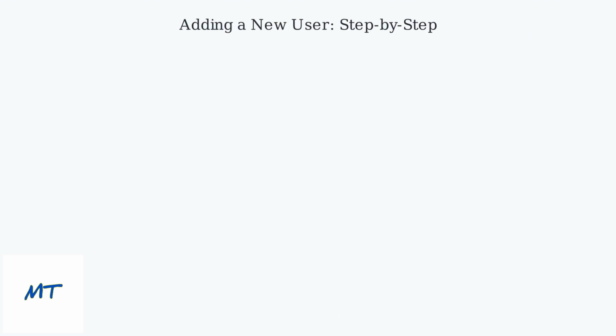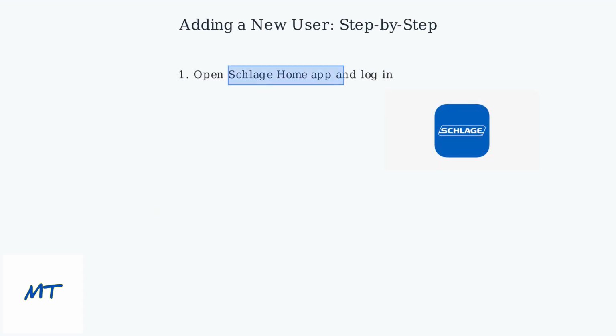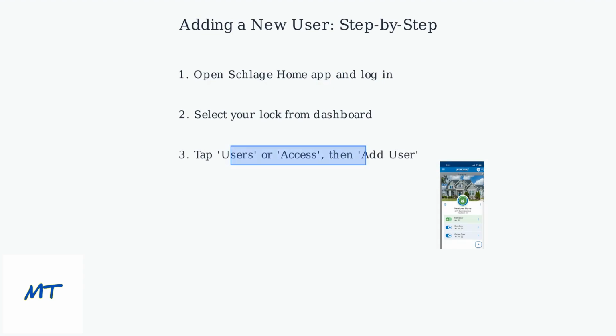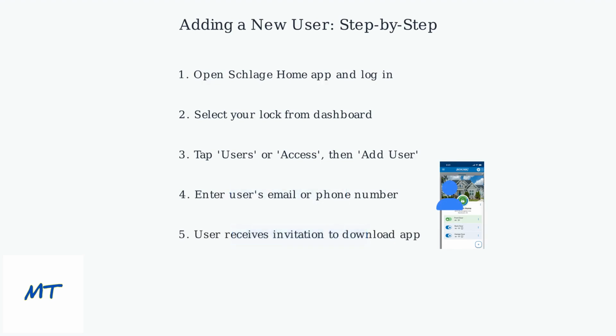Adding a new user to your Schlage Home App involves several simple steps. First, open the Schlage Home App and log into your account. Next, select your lock from the dashboard. Then tap Users or Access, followed by Add User. Enter the user's email or phone number. They will receive an invitation to download the app and accept. Finally, assign appropriate permissions such as full, scheduled, or limited access.